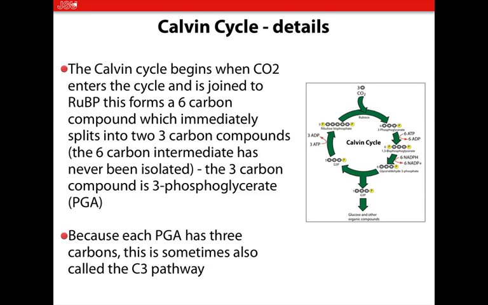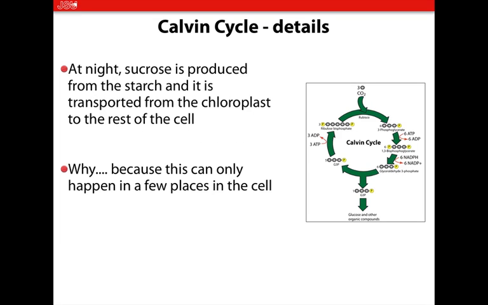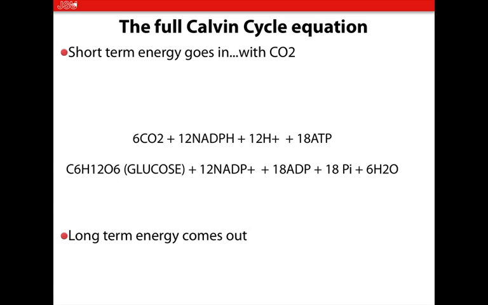Now, I won't go through all these. We covered these slightly in class, the different cycles of the Calvin cycle. A good summary. What goes into this? What comes out? What goes in is that short-term energy carrier, ATP. What comes out? Glucose, a long-term energy carrier.